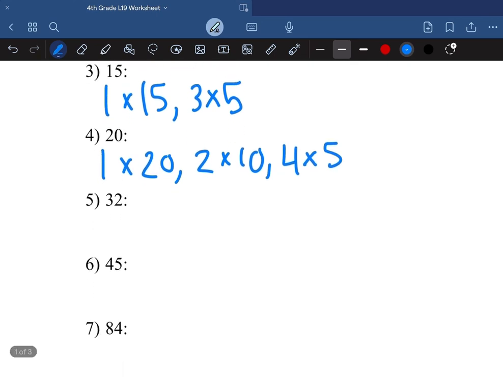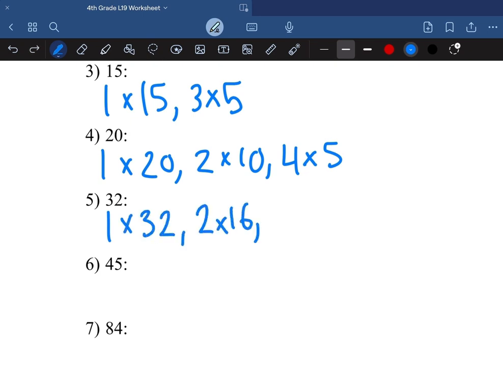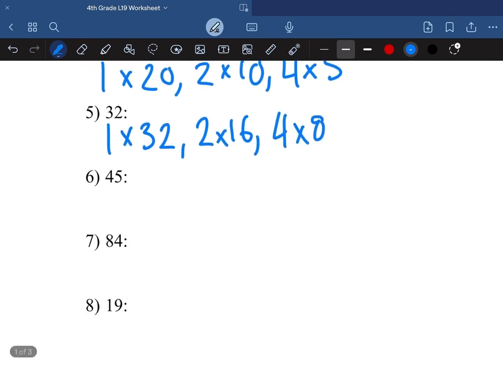Number 5, we have 32, so the factor pairs would be 1 times 32, 2 times 16, and 4 times 8. Number 6, the factor pairs for 45 are 1 times 45 and 5 times 9.